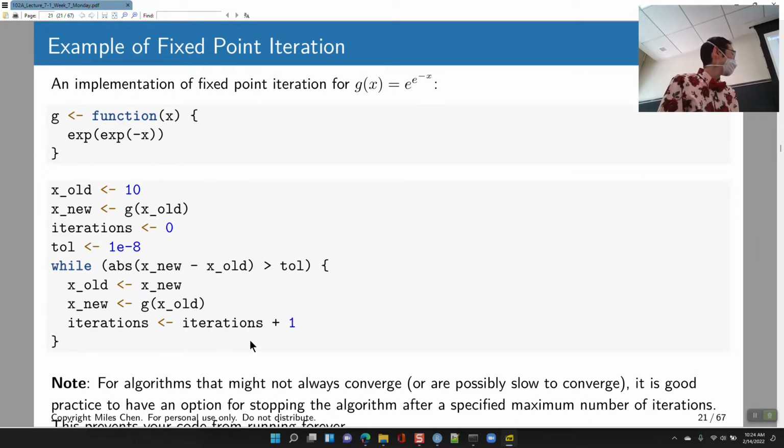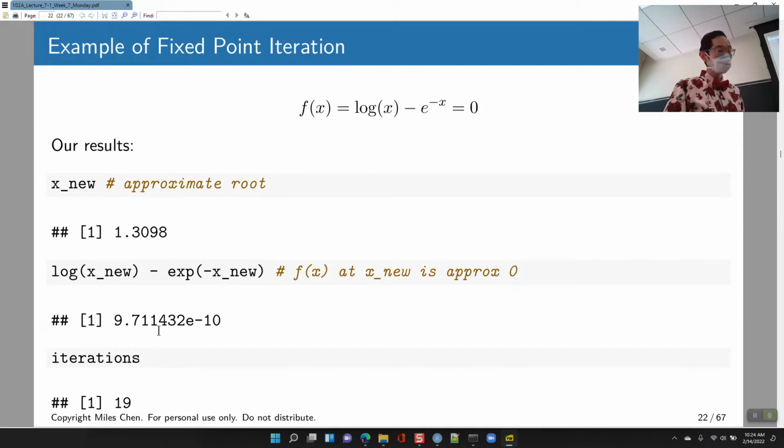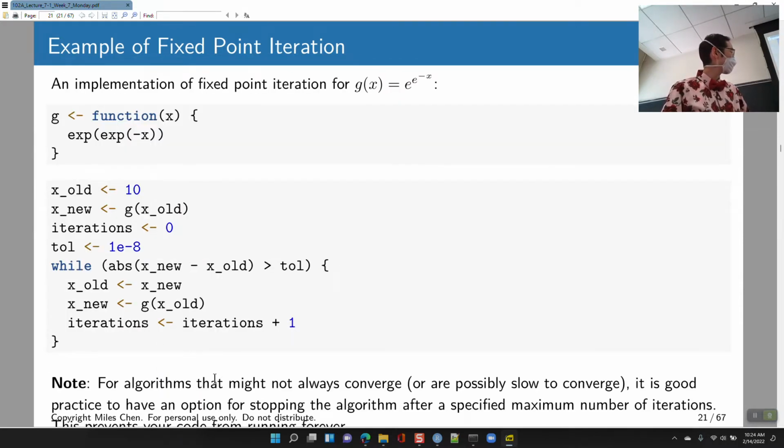Now, there is a possibility that this runs forever, right? If this is not going to converge, it's always good to have an option for just stopping the algorithm after a specified number of iterations. So probably we want to insert a little fail-safe where it's just going to say if iterations goes over 10,000, break or something like that. Okay, but luckily that didn't happen.